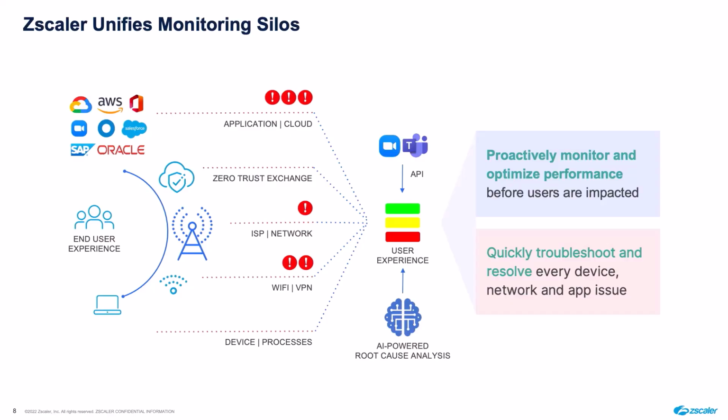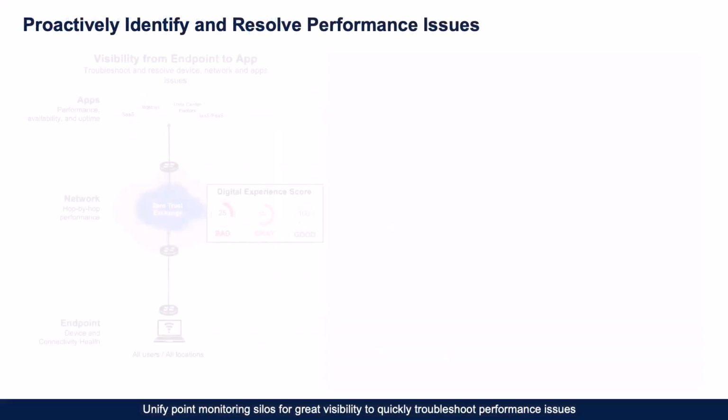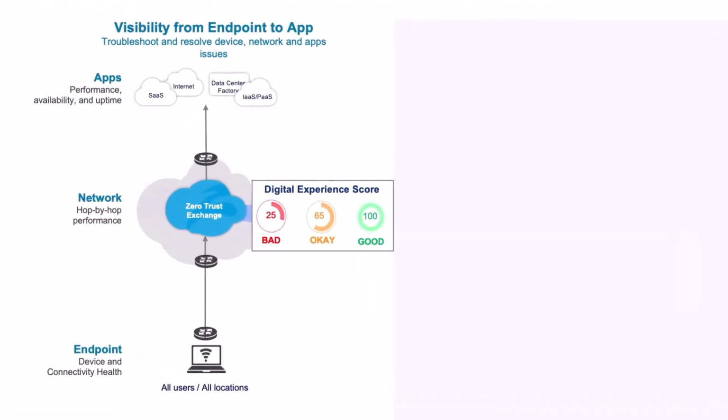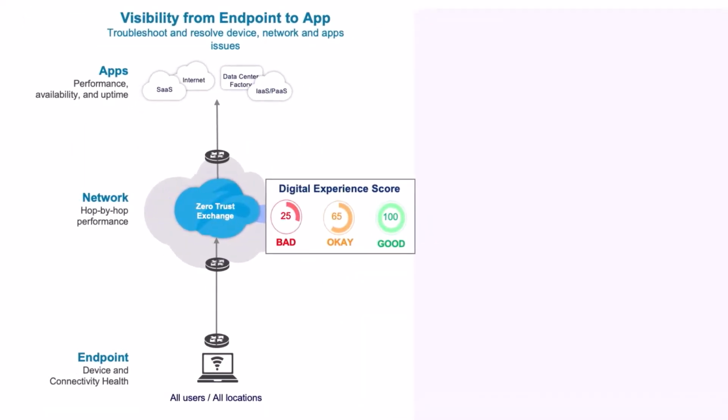So, with ZDX, we understand how your traffic traverses the network. We understand your hop-by-hop network performance, and since we take you to the front door of the application, we know if the application is slow or if it is fast.